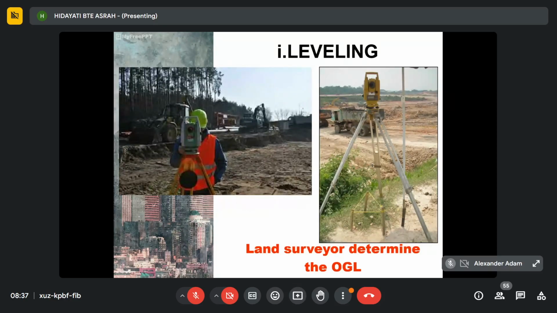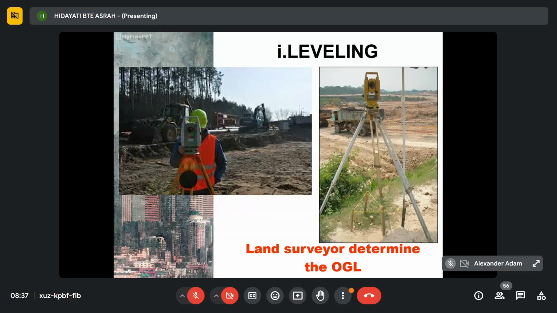Leveling is actually a process where you determine the level of the ground of your site project. In order for you to do construction on your site project, you have to make sure of the level. This is important because it helps the surveyor to lay a ground level on which they can build a building. So you need to do leveling.